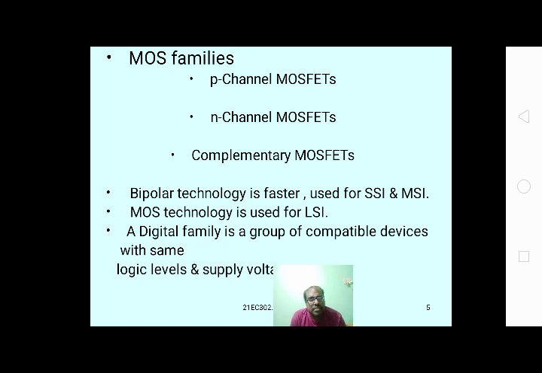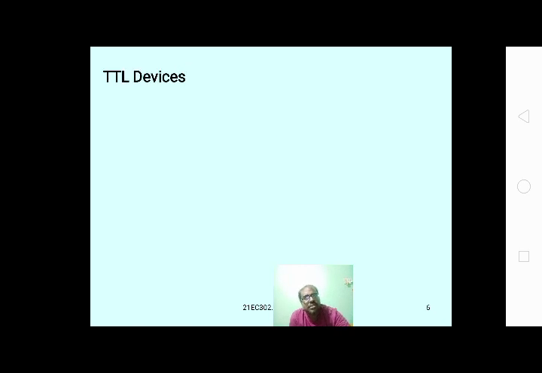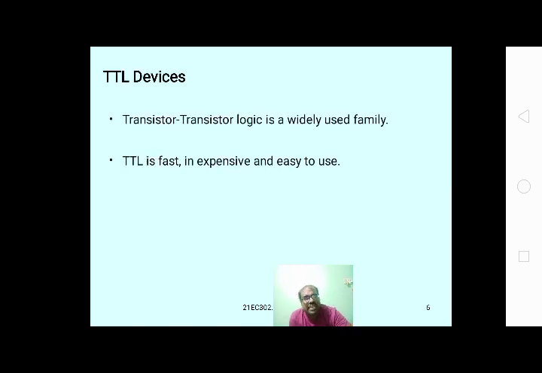Okay. Here bipolar technology is used for some types of integrations and MOS technology is used for some types of integrations. Bipolar technology is faster and is used for small scale integration and medium scale integration. MOS technology is used for large scale integration. Sorry, not low scale, it is large scale integration, LSI. Okay, that is MOS families. Next, I go to the TTL devices.